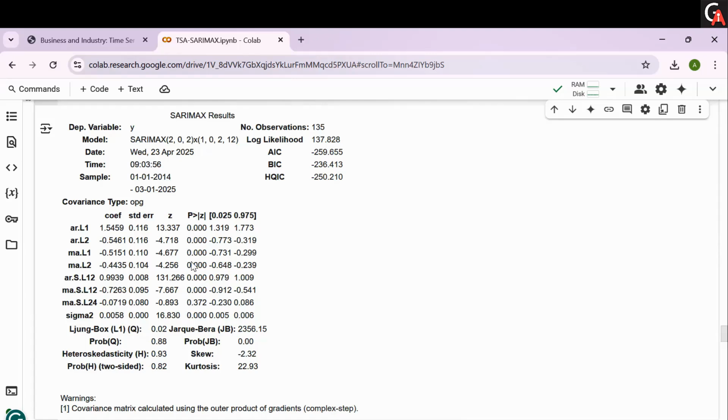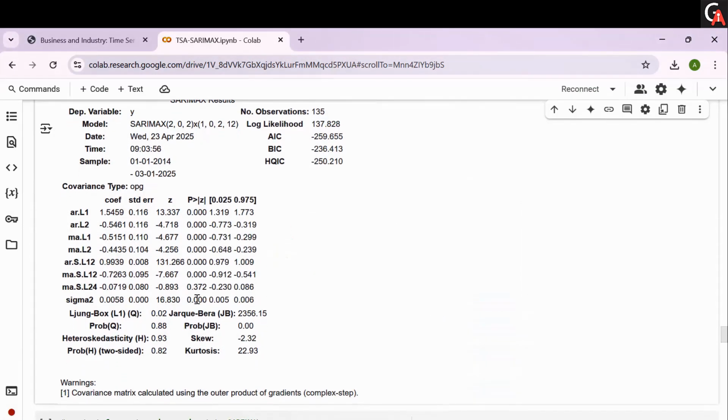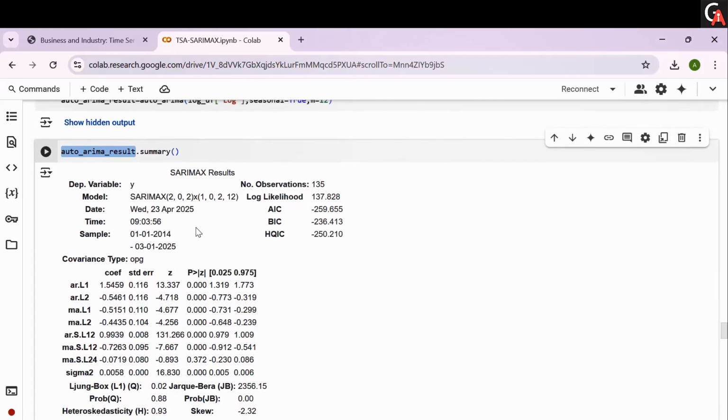And this is the p-value that we were checking for the stationarity. This p-value is significant up till lag 12. After that, it has become 0.372, which is greater than 0.05. So here it has become insignificant. That's what we can conclude from this summary.